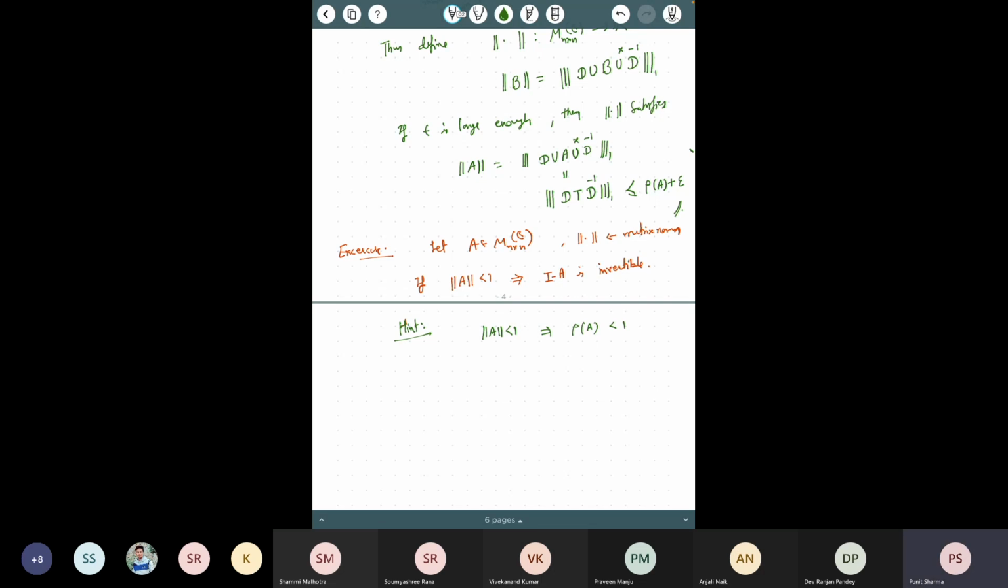But then using this, what is the relation between the eigenvalues of I minus A and the eigenvalues of A? You can find that relation and quickly tell. So this is the hint that you can use in order to show that I minus A is invertible. Okay, let me give you one more exercise.